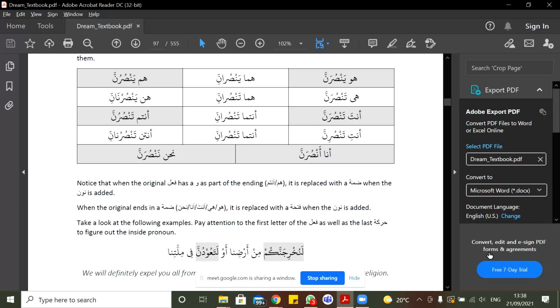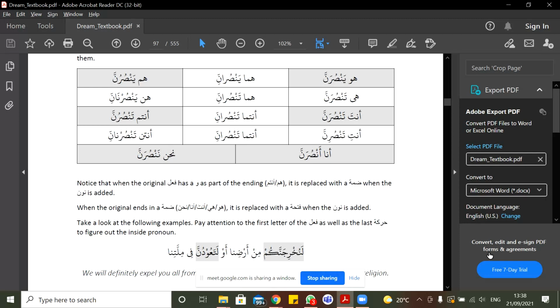Yes. So this is our vav sound coming in because of the dhamma here. When the original ends in a dhamma, huwa, hiya, anta, ana, nahnu, it is replaced with a fatha when the noon is added. Okay, is everybody clear on this one? Yeah. Okay, please carry on.